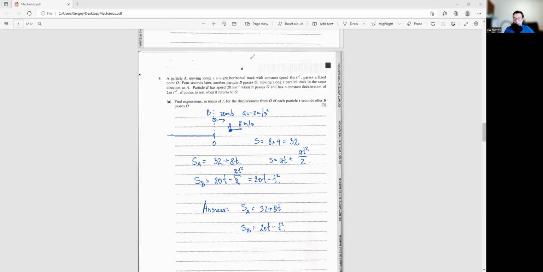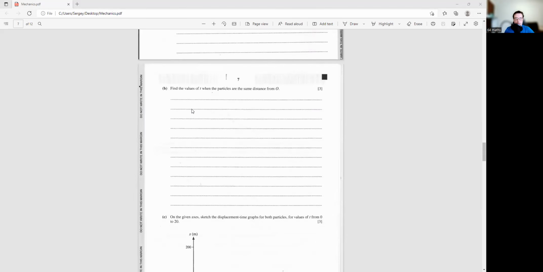Moving on to question B. Find the values of t when the particles are the same distance from O. So that means displacement of A equals displacement of B. Now, since we know the expressions for the displacement, all we have to do is to say that 32 plus 8t equals 20t minus t squared. Now it's just a simple quadratic equation, which I hope we can solve very easily.